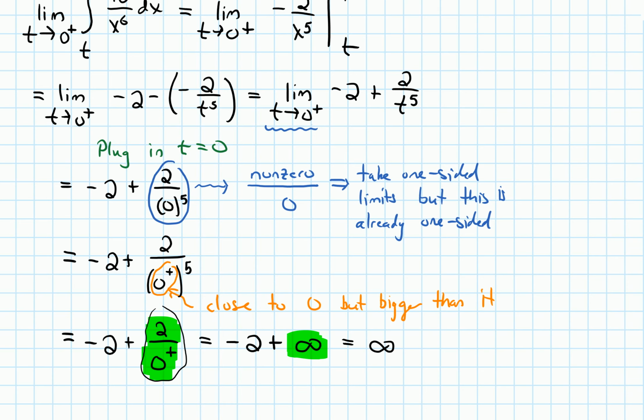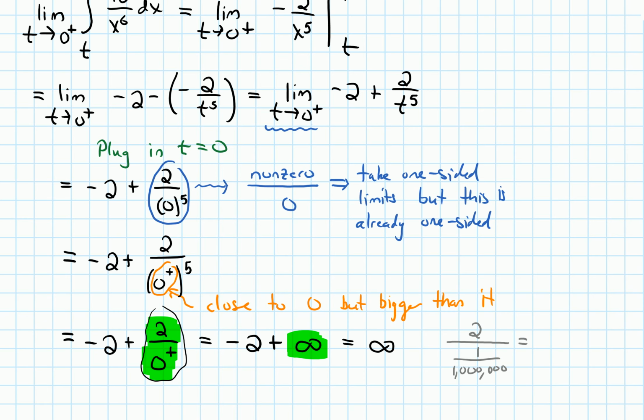So why is that? This is something that we would have talked about in the previous calc class or Math 30, but let's remind ourselves, why is something like 2 over something really, really small, really close to 0, but a little bit bigger than it, why is that infinity? Well, the reason for that is this is something of the form 2 over something really, really small. So imagine I have a fraction like 1 over 1 million. That is something really close to 0, but bigger than it.